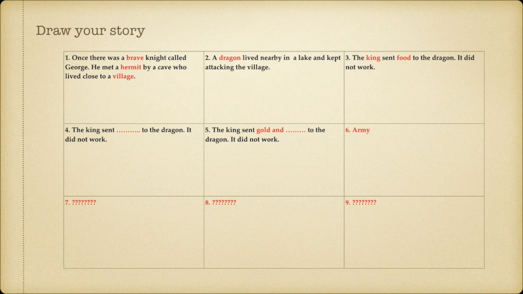And number 9, what happened at the end? How did this story end? Can you retell the story for 7, 8 and 9 in your own words? So draw images for each rectangle to go with whatever happened in that part of the story.